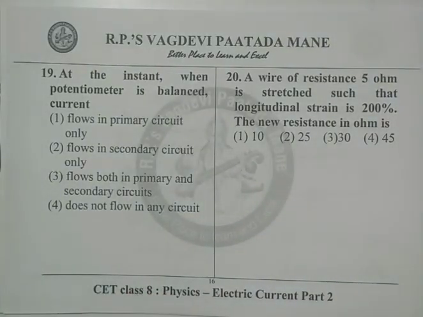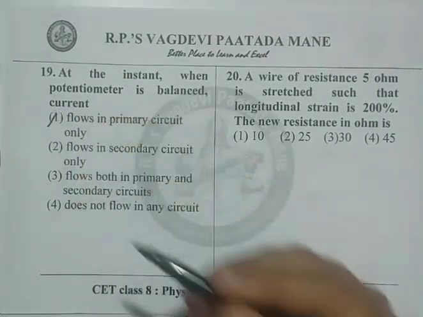The 19th question says, at the instant when the potentiometer is balanced, the cell connected in the secondary circuit is balanced with the potential difference across the length of the wire. That means no current flows through the secondary circuit and the current flows only in the primary circuit. Therefore, option 1 is correct.